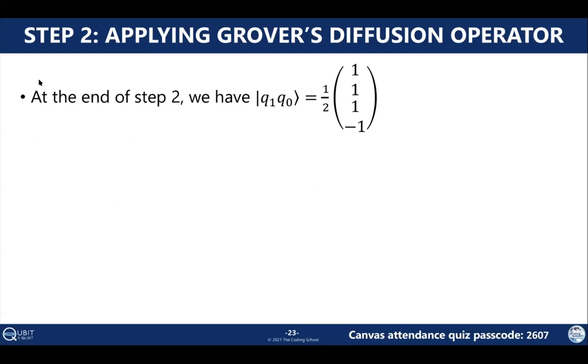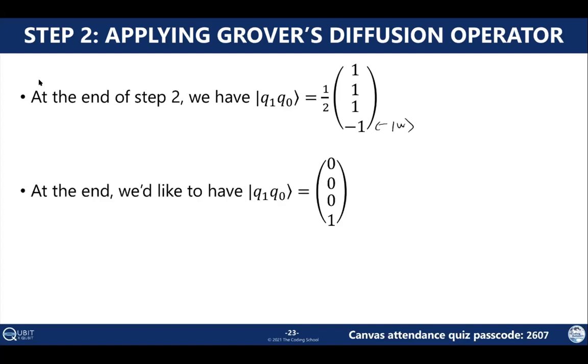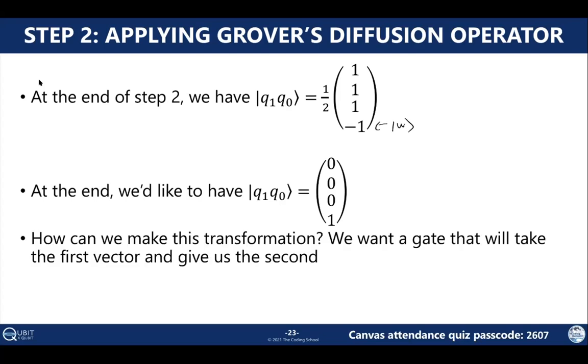So now the next step, this is actually step 3, is applying Grover's diffusion operator, or I guess it's still part of step 2. It's still part of our for loop. But at the end of our previous step, we have this state where we just flipped our Waldo state. And in the end, we'd like to have just 0, 0, 0, 1. How do we make this transformation? Well, we want to create a gate that will take the first vector and give us the second.